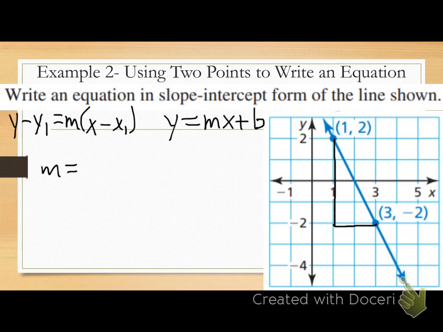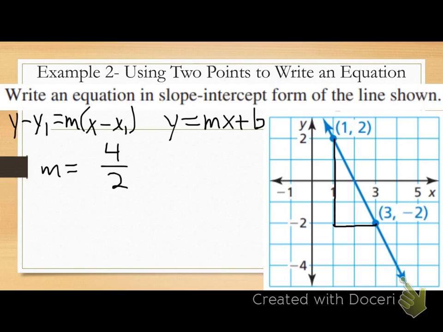Count it with me. 1, 2, 3, 4. What's my rise? 4. It's going up. Okay, let's find my run, the width of the triangle, the denominator. Count it with me. 1, 2. My run is 2.